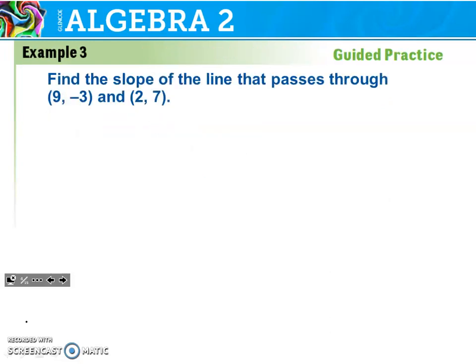Next, we've got another example. Find the slope of the line that passes through 9, negative 3, and 2, 7. Okay? Go ahead and pause the video. Try this one on your own. I'm giving you guys the formula here. Okay, that's the formula we need to use. Go ahead and pause it.